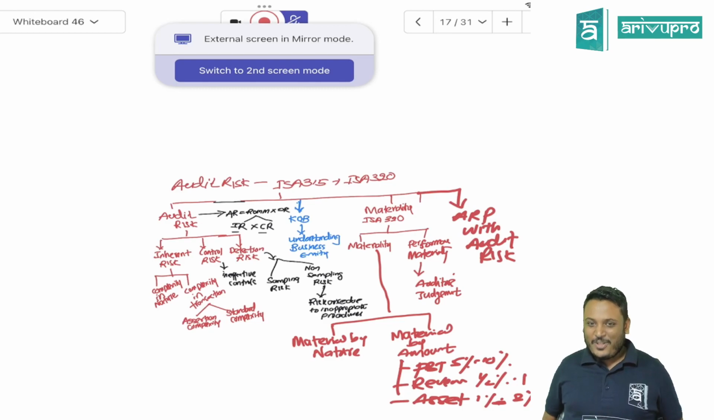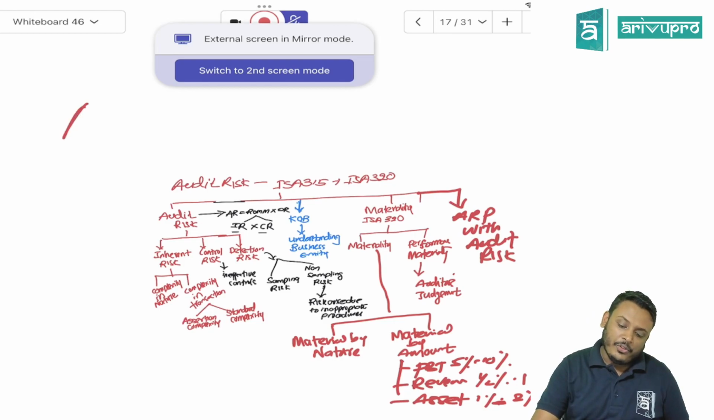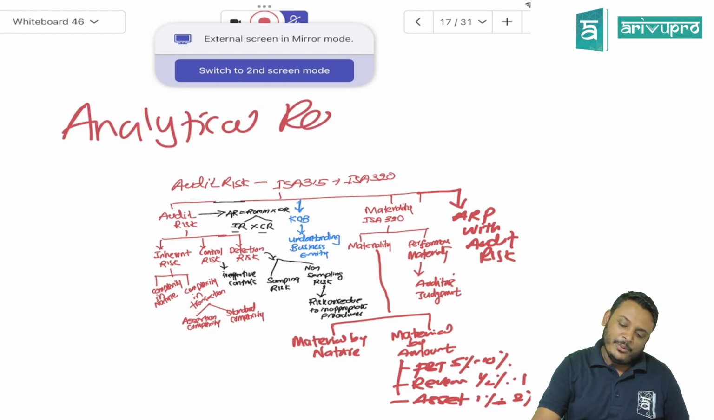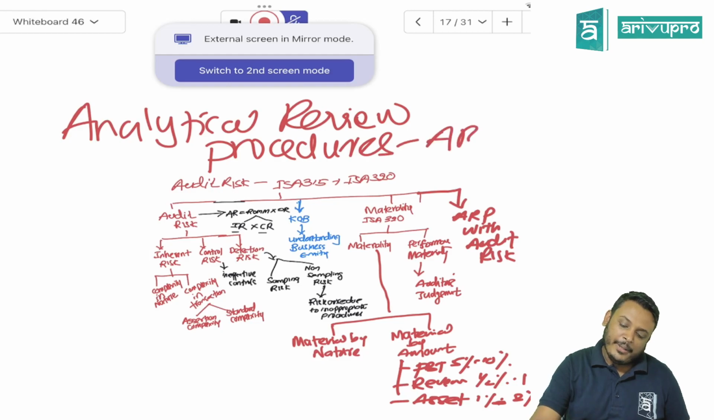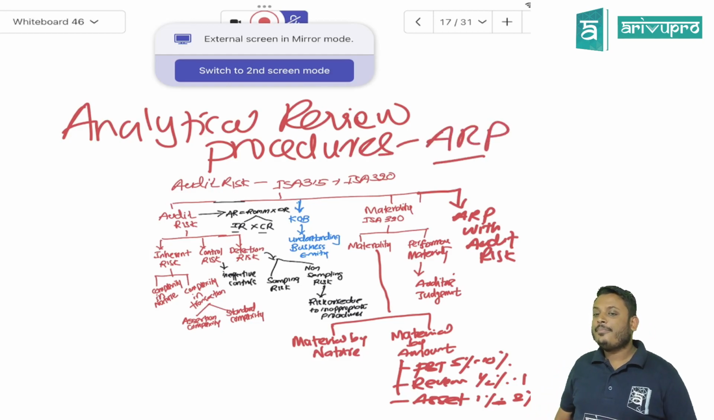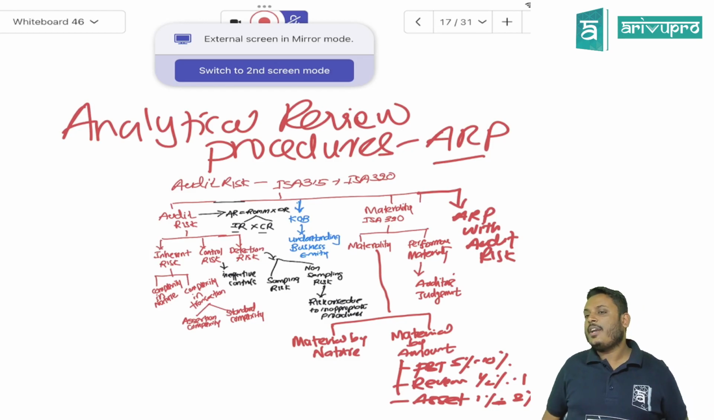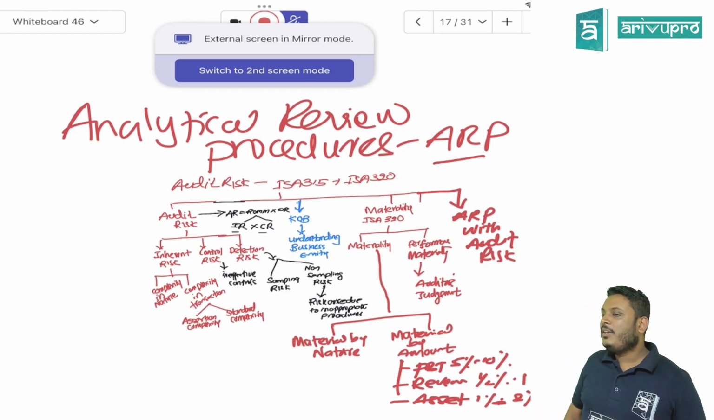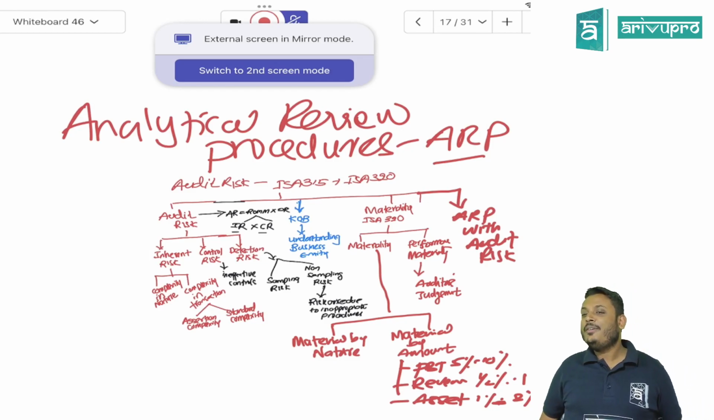When you see this flowchart, it's like a string of pearls or notes. Comfortable, right? Not difficult, don't worry. Analytical review procedures, simply we call ARP. How many of you all studied ratios? What are the types of ratios, tell me?